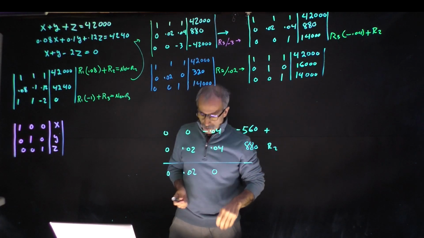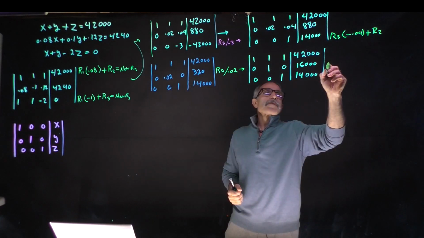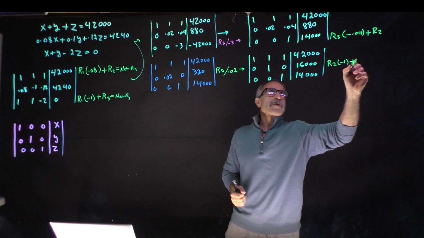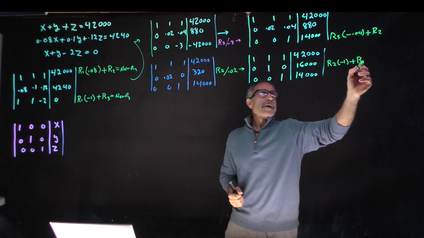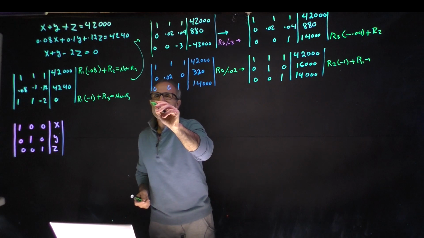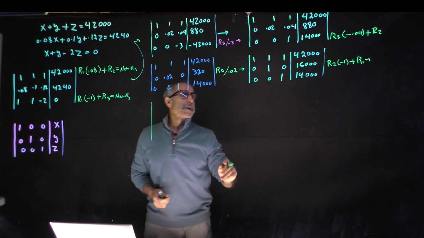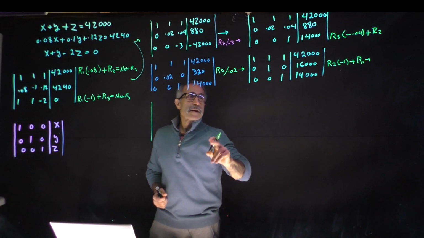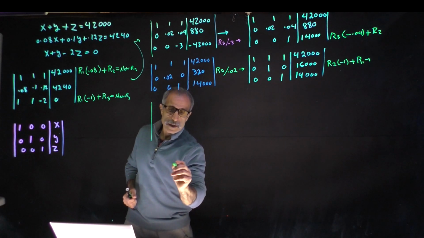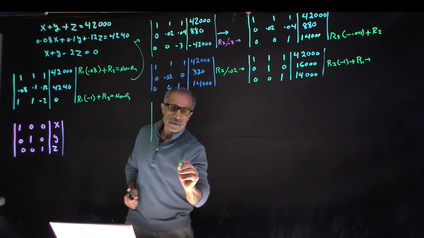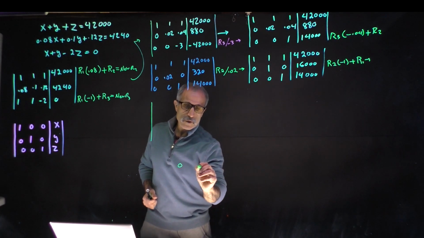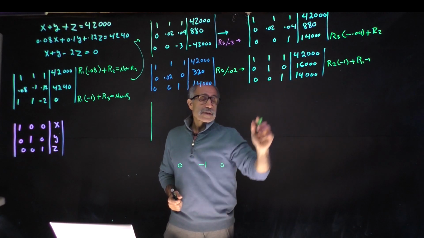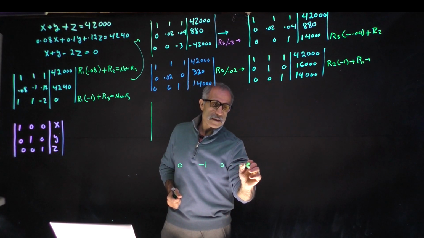Okay, so let me erase this here. Multiply row 2 by negative 1 and plus row 1. So that's going to come in here. I'm going to have row 2 times negative 1. 0 times negative 1 becomes 0. 1 times negative 1 becomes negative 1. 0 times negative 1 becomes 0. 16,000 times negative 1 is minus 16,000.